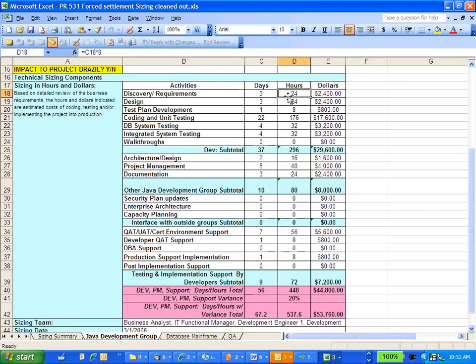So the guy will say, it will take my team about 3 days, one person 3 days to understand this, 24 hours. Good. And then the BA will say, how long will it take you to design the system? He'll say, it'll take me about 24 hours. How long will it take for you to do coding and unit testing? It will take us 22 days, 176 hours.